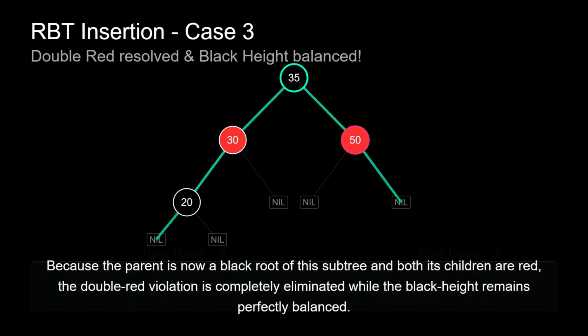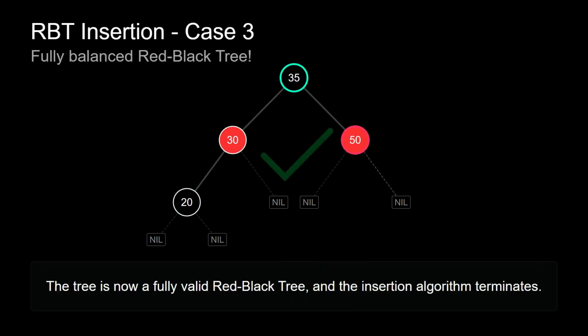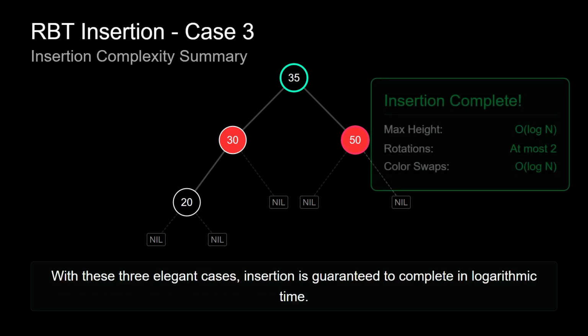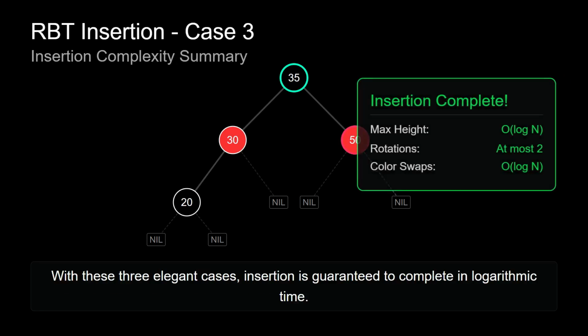Because the parent is now a black root of this subtree, and both its children are red, the double red violation is completely eliminated, while the black height remains perfectly balanced. The tree is now a fully valid red-black tree, and the insertion algorithm terminates. With these 3 elegant cases, insertion is guaranteed to complete in logarithmic time.